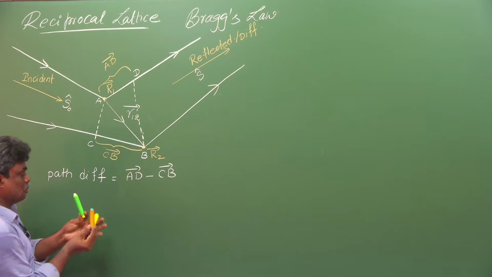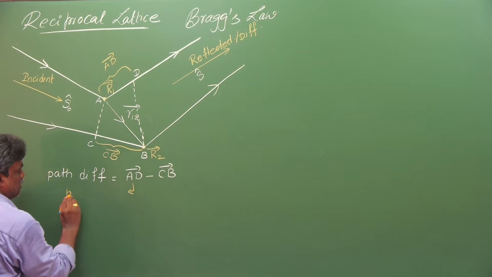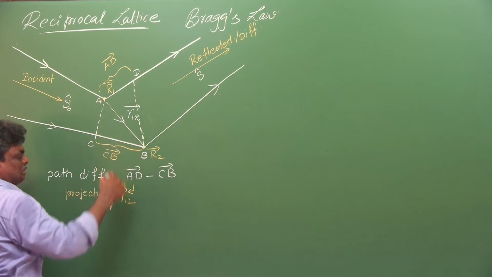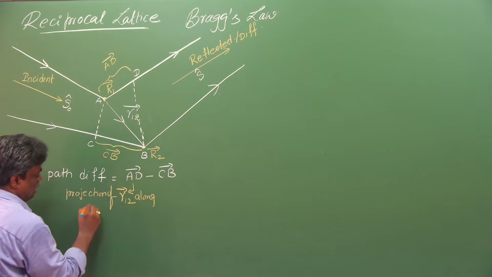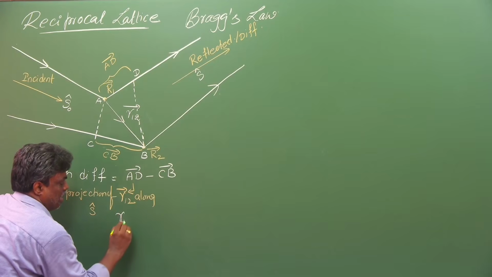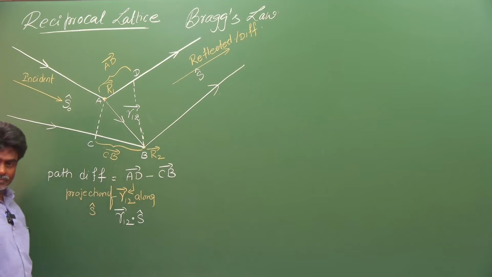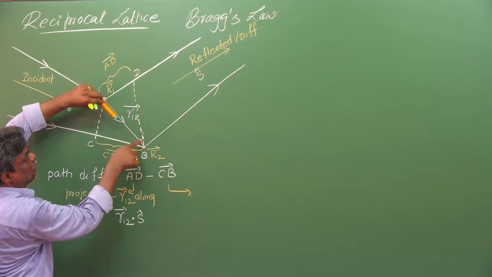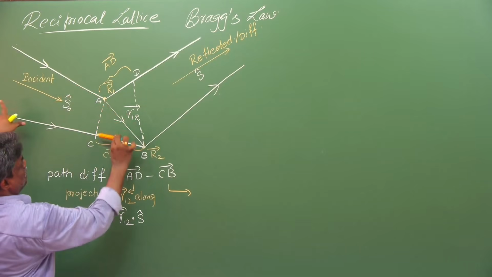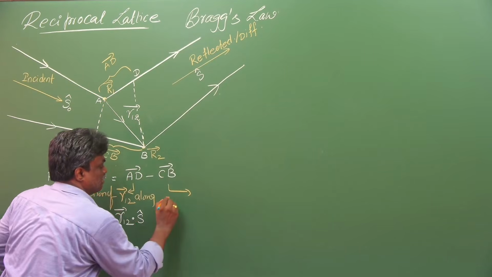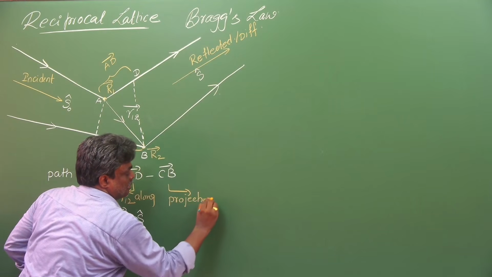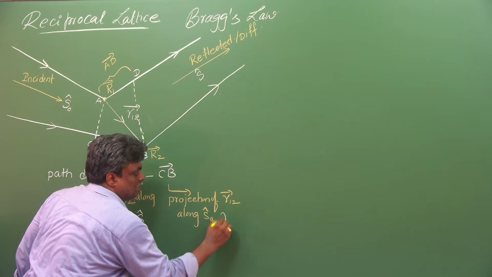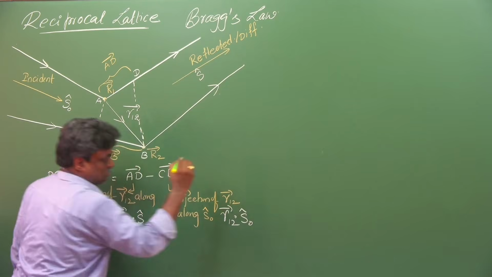Say yes or no? So this is nothing but the projection of R12 bar along S cap. That is R12 bar dot S cap. Be careful please. Similarly, this is the CB. Again I am taking this R12 bar and projecting it in the direction of S0. That is the projection of R12 bar along S0, R12 bar dot S0.